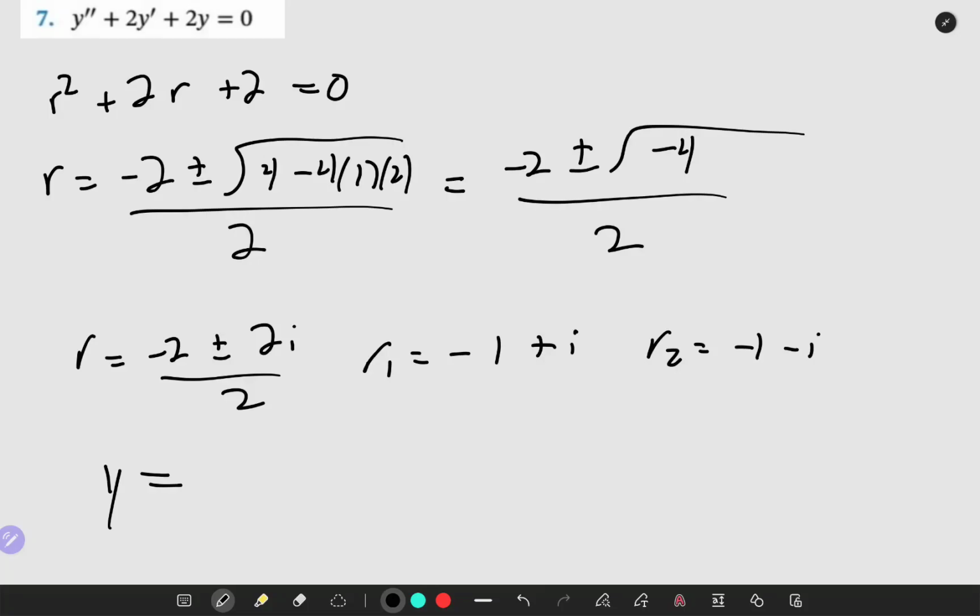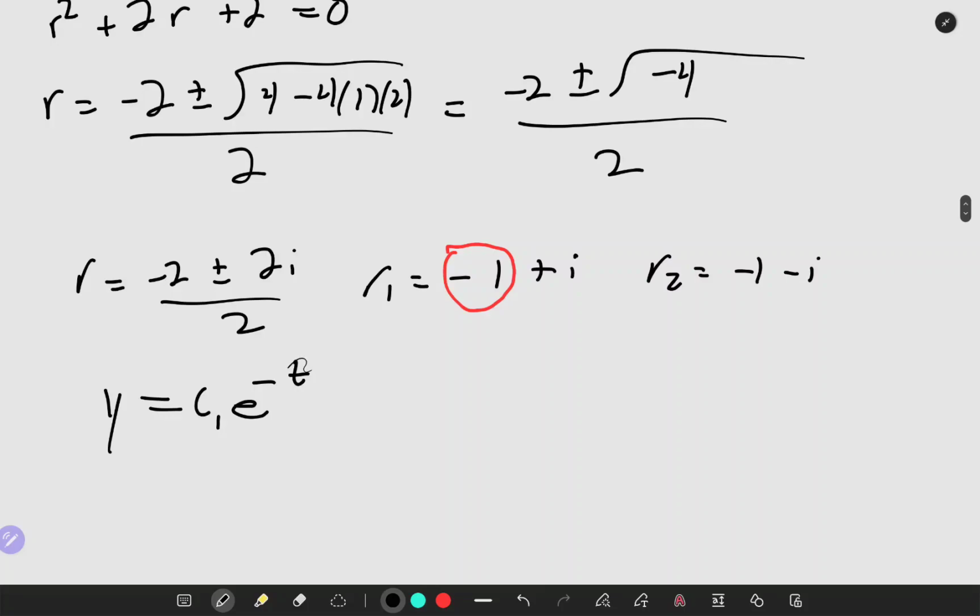We're just going to combine y1 and y2 and use Euler's formula. So now remember, we're going to have c1 e to the negative t, right? Because of this negative 1 here. That negative 1 is going to carry to here. Times, this would just be sine of t, and then plus c2 e to the negative t cosine of t.